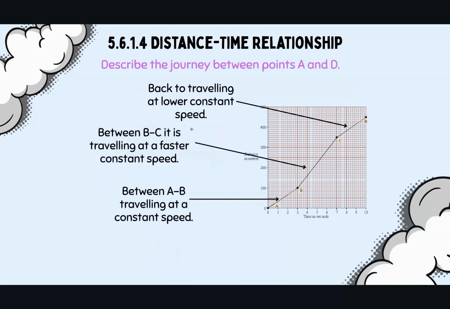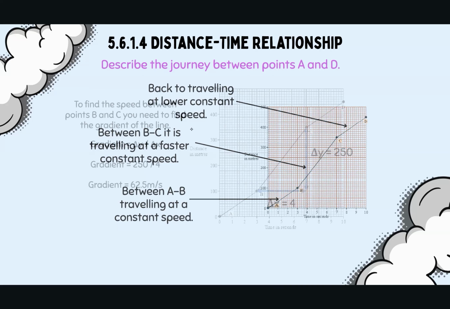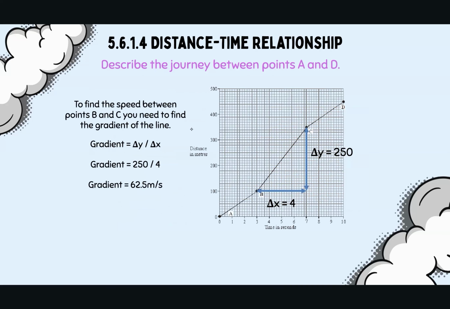If we look at this graph here, between A and B, the person is traveling at constant speed. From B to C, it's still constant speed, but the person is moving faster. And then from C to D, the person is moving at constant speed, but they're moving slower again. Now, if you need to find the speed between 2 points, all you do is work out the gradient. So in a distance time graph, to find out the speed that the person was traveling at, you work out the gradient. So let's try that.